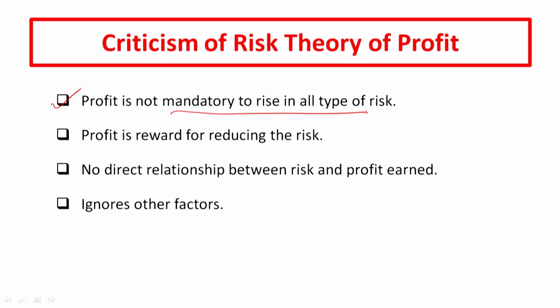This was one criticism. The second, he talked about profit is the reward for reducing the risk. This is another criticism, that profit is the reward for reducing the risk. Third, he said there is no direct relationship between risk and profit earned. And fourth, other factors were ignored here. Only risk was being provided the supreme priority here.